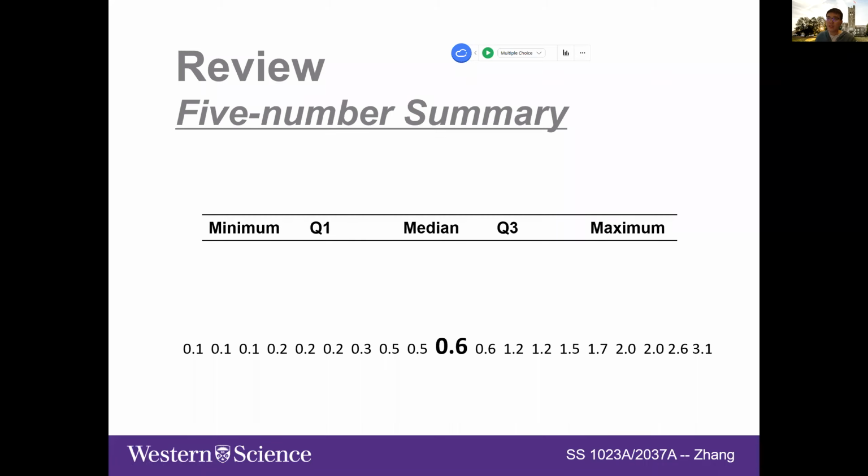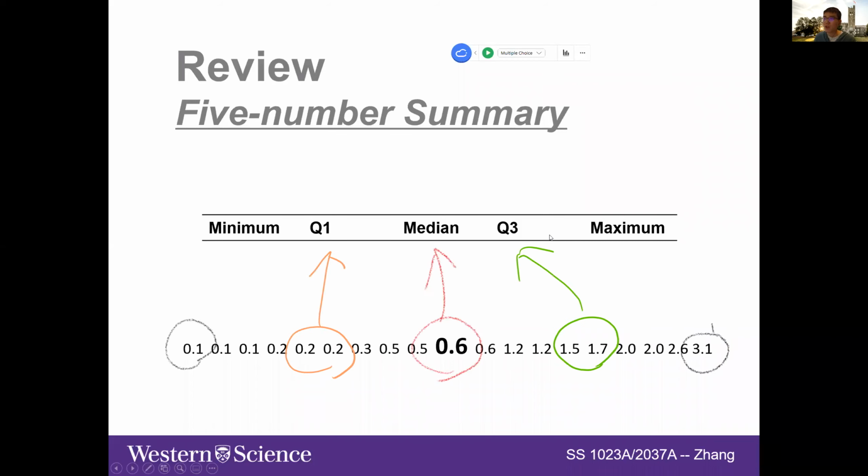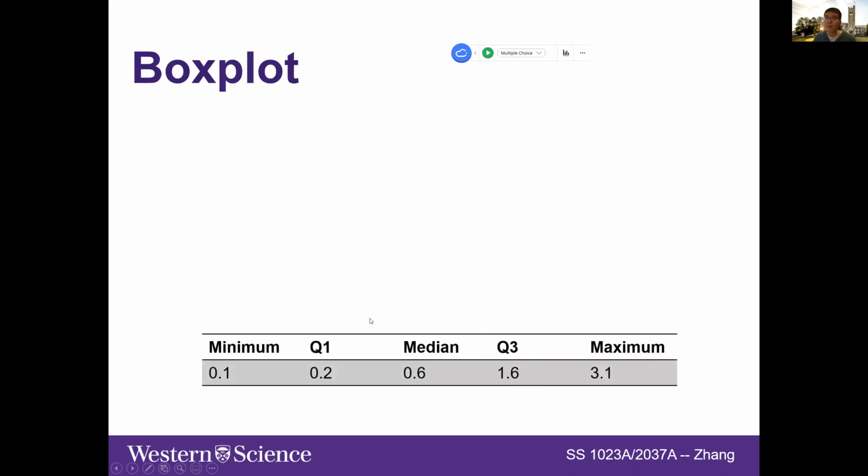So in this lecture, I'm not going to go over how we obtain these numbers again. I'm just assuming you already know how to obtain those results according to our data set. And if you're unsure about it, feel free to go back to the video to look at that part. So actually, our box plot is exactly drawn according to this 5-number summary.